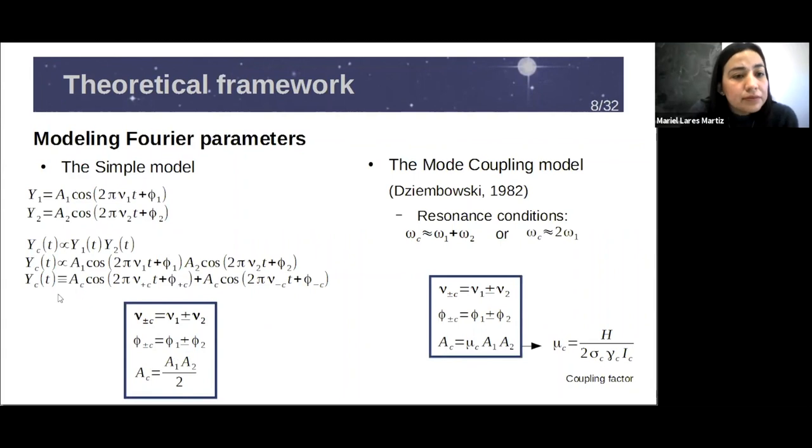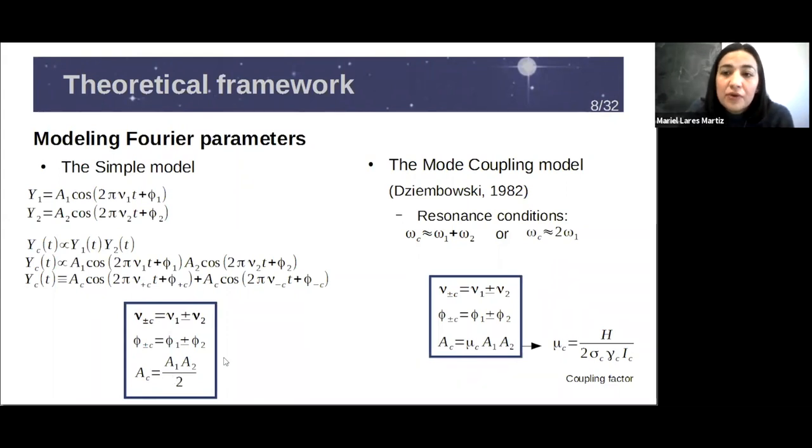The simplest way that two eigenfrequencies could interact, as described by the simple model, is two harmonic components with frequencies nu1 and nu2, which we are going to call parent frequencies from now on, interact, giving birth to frequencies in these positions that we call children frequencies, with this phase relation and this amplitude relation.